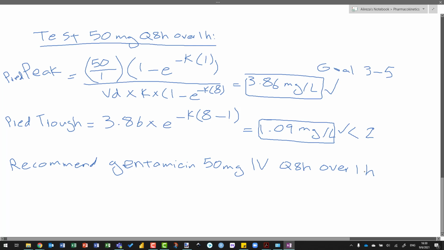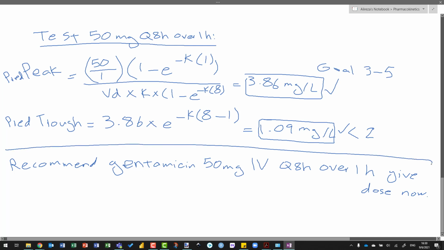And then you want to say when to give the dose. So sometimes, for an initial dose you want to give it as soon as possible, but sometimes if you're making a change and your trough is toxic, you may need to calculate how long to wait to give the next dose. So you always need to say when is the time for the next dose. In this case, we're just starting, so just say give dose now. And this is a full recommendation that we will make to our team.